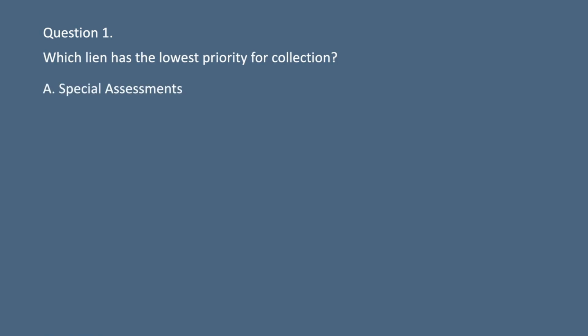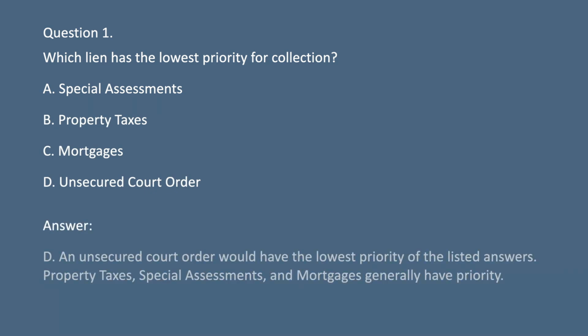Question 1. Which lien has the lowest priority for collection? A. Special assessments. B. Property taxes. C. Mortgages. D. Unsecured court order. Answer: D. An unsecured court order would have the lowest priority of the listed answers. Property taxes, special assessments, and mortgages generally have priority.